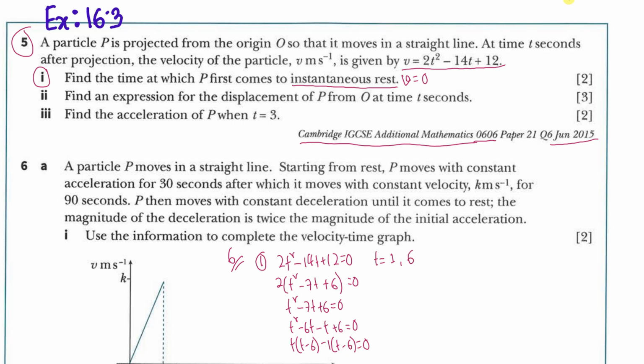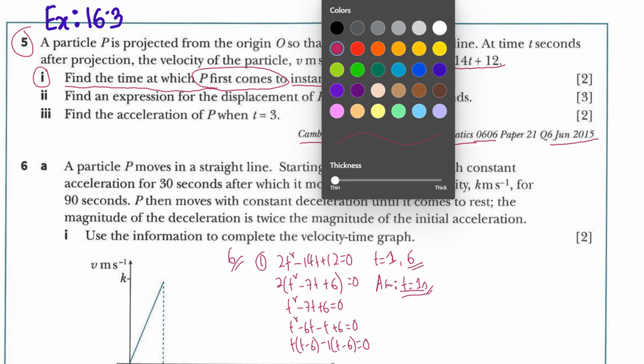But the question says find the time at which P first comes to rest, so we should consider t = 1. So our answer is t = 1 second. We are not considering the 6 because it says first comes to rest, instantaneous. So 1 is our answer to this question. Hope you understood the way we did this question. Let me move to the second question.